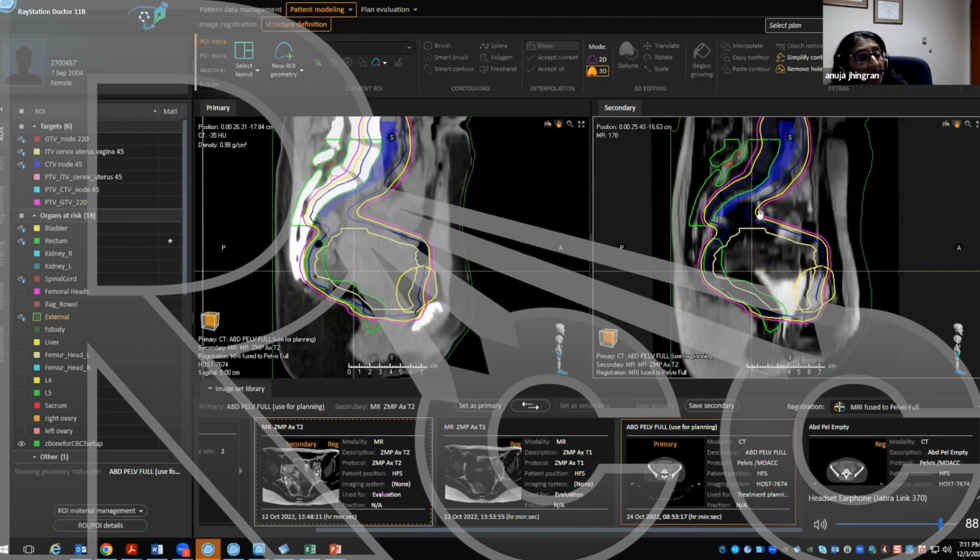And the reason is, if you don't, and if you can see, like she has sigmoid all right here, right? This is sigmoid and rectum. You put the tandem in backwards and you leave it backwards, you really are going to give dose to that. Plus, you're going to give dose to your sacrum, right? So you do try to rotate it.